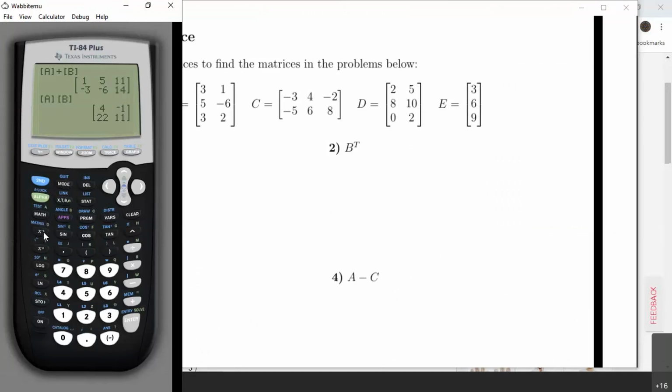Okay, your transpose key is on your matrix math menu. So let's transpose matrix A. I'm going to go into matrices. I'm going to pull up matrix A. And then transpose is on my matrix math menu. So second matrix, go over to math, and it's the second entry. Okay. So if I transpose it, it's just going to switch the rows and columns.